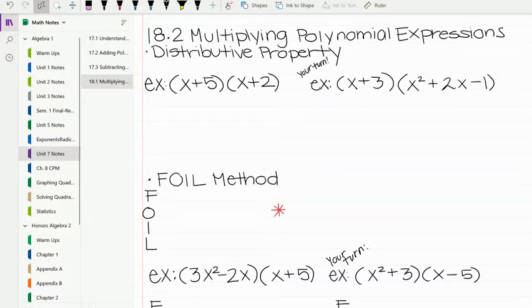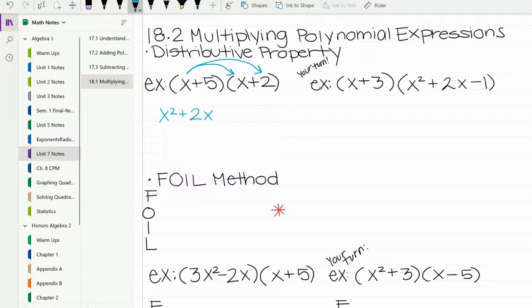So what we're going to do first is we have our x, and I want to distribute it to the other part. So we would get x times x, which would be x squared. Okay, then I also have to distribute that x to the 2. So x times 2 would be 2x.